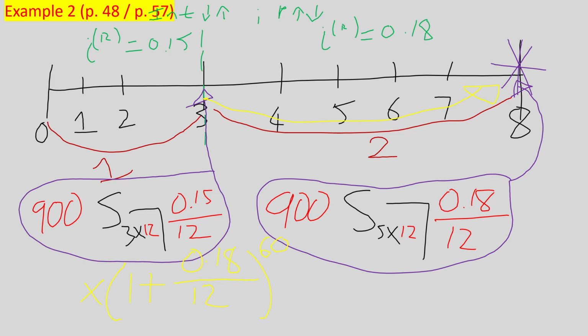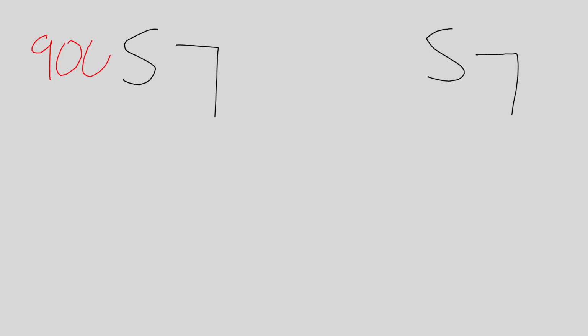So on the next slide, I'm just going to write down the equation again and then show you on the calculator how you can actually do that in your calculator. So if I just rewrite the equation so that we can follow the calculator steps. So we have our two annuities, both of them 900.